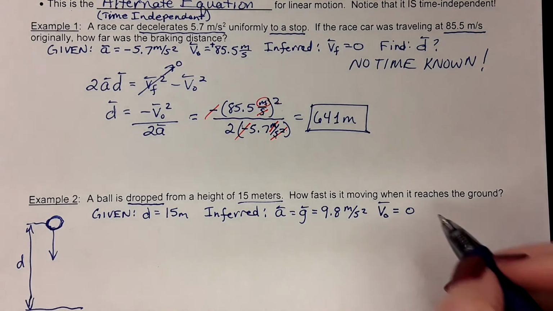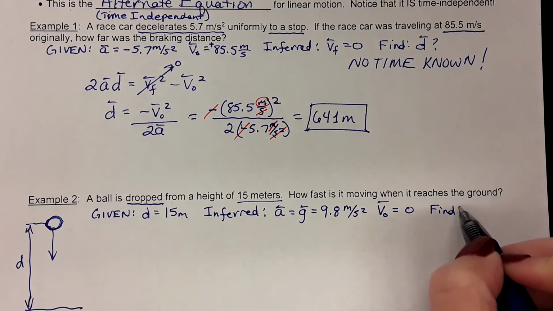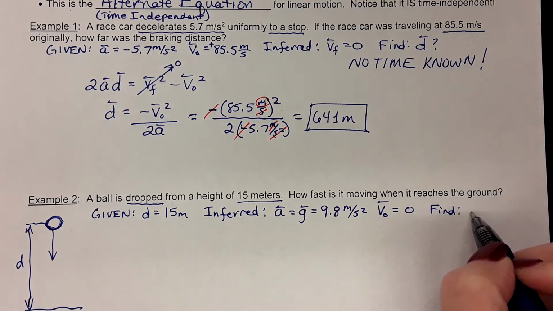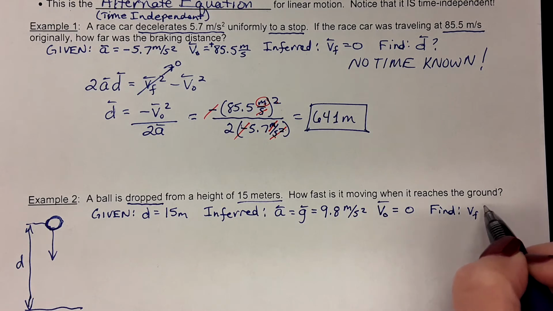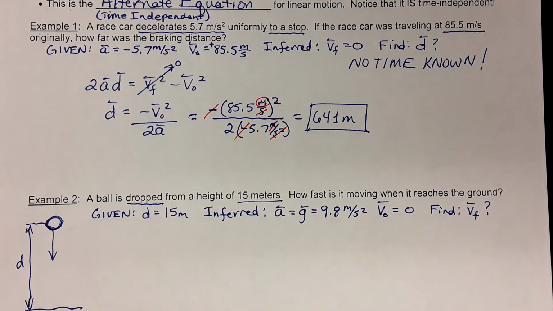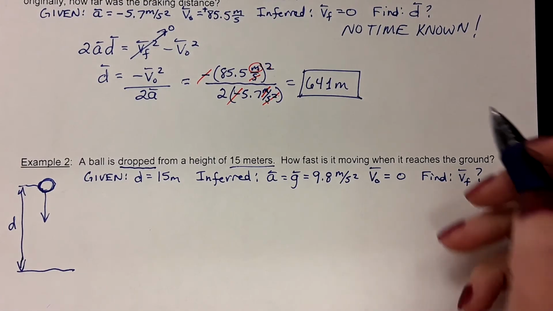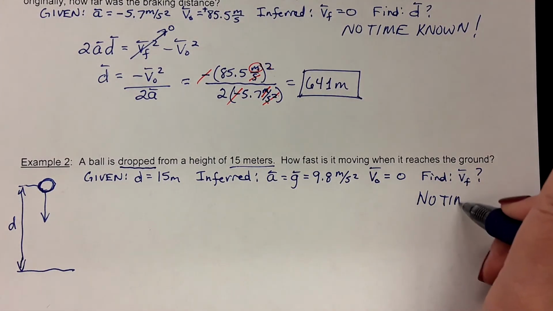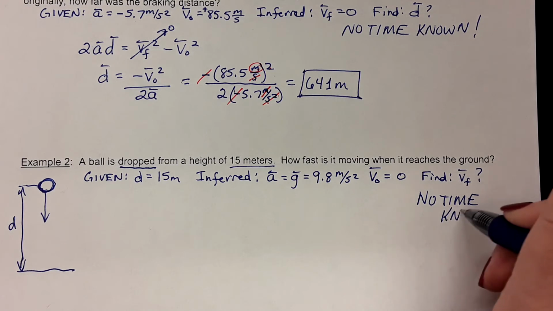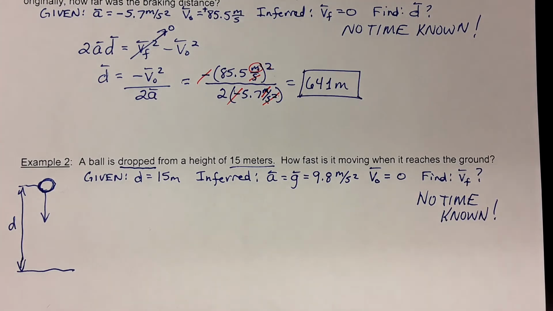Okay? Now, last thing, what are we trying to find? We're trying to find V sub f. How fast is it moving when it strikes the ground? Okay? Notice, no time is known. So that means the alternate equation if we don't know the time.